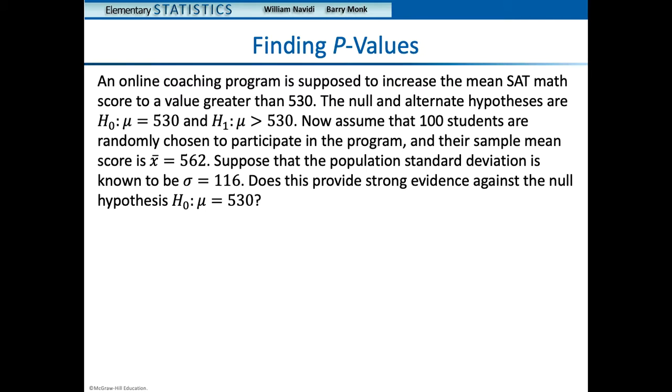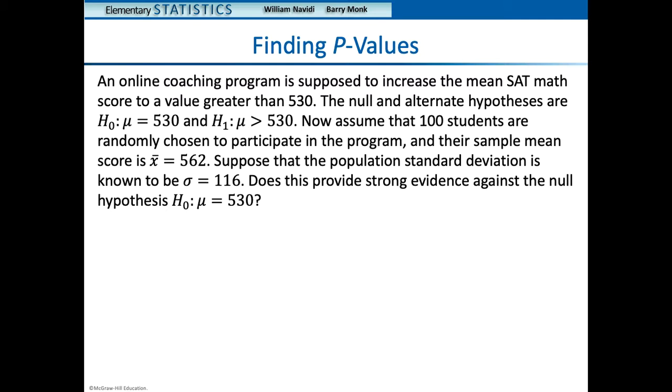So what we need to do is assume that the null hypothesis is true. And if the null hypothesis is true, that means the population mean is equal to 530. And we're going to use the central limit theorem and the sampling distribution for the sample mean, and we're basically going to ask the question, if my sampling distribution is centered over 530, what is the probability of getting a sample mean of 562? Is that probability really small?